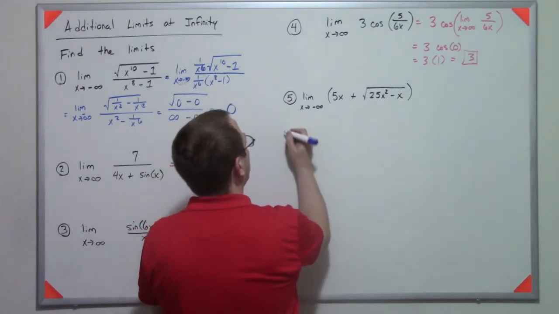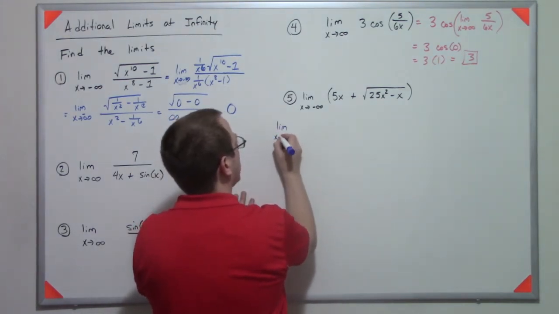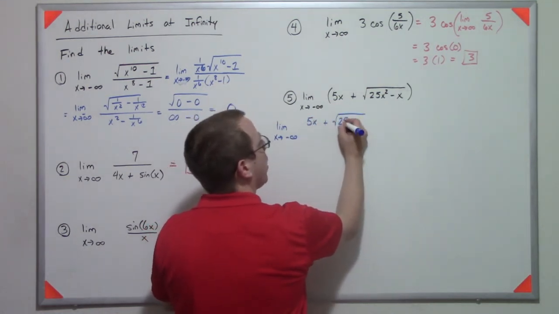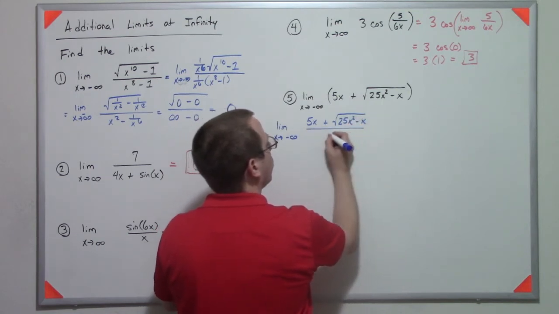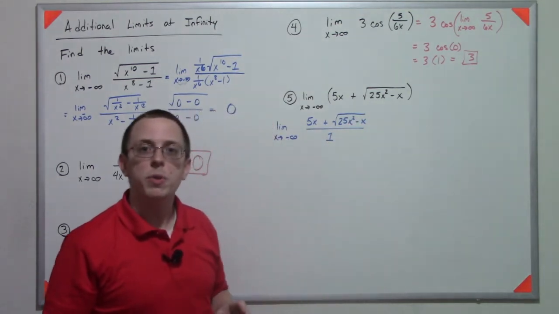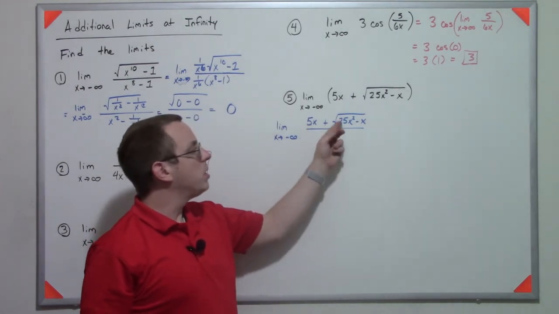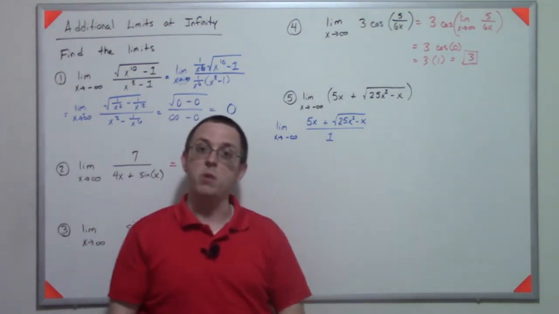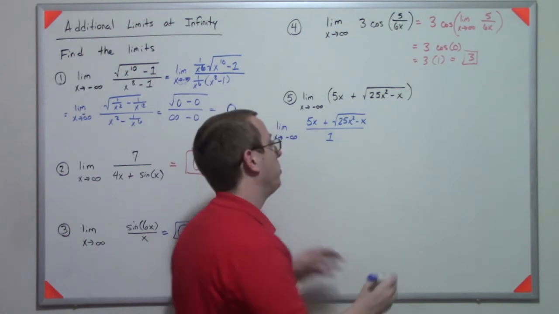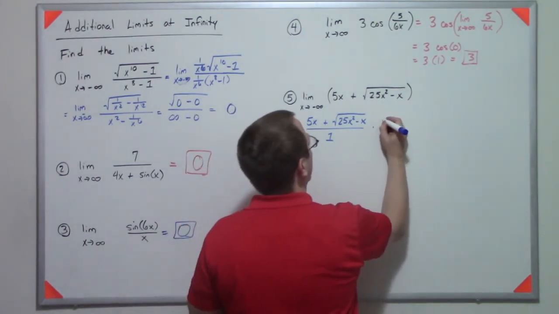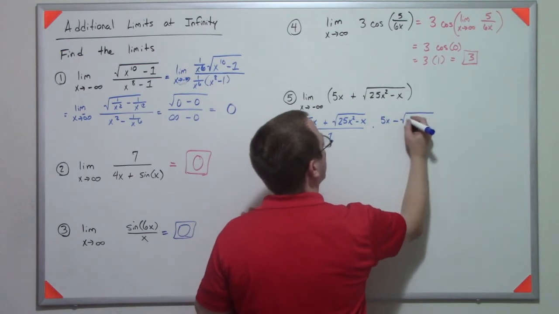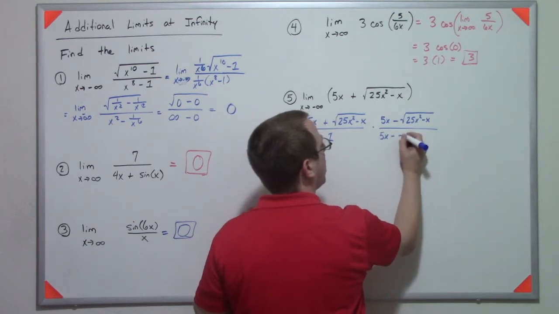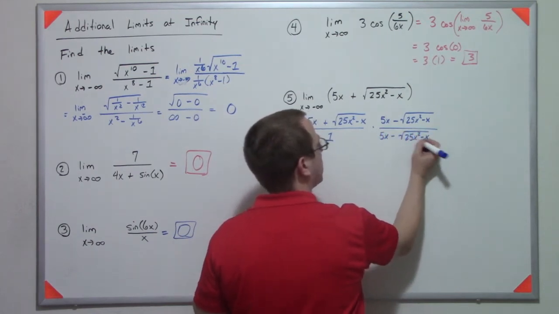So I'm going to rewrite this as the limit as x approaches negative infinity of 5x plus the square root of 25x squared minus x over 1. And since we have a plus the square root of b, and if you remember from our previous discussions on limits, we can multiply by a minus the square root of b. So we can say 5x minus the square root of 25x squared minus x over 5x minus the square root of 25x squared minus x.